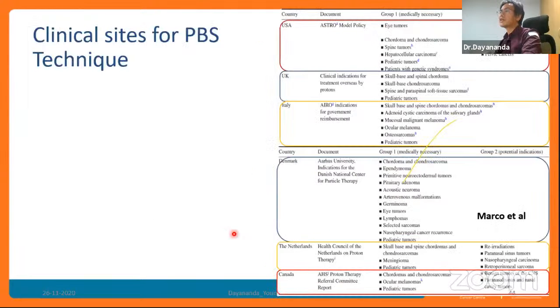And of course, I think with the pencil beam scanning technique, the spectrum of clinical cases approved by various authorities in different countries has increased significantly. When the double scattering technique was used, only a few clinical sites were eligible for proton therapy, but now with pencil beam scanning, you can see over here, you can treat almost all clinical sites with the proton beam, keeping the cost issue aside.